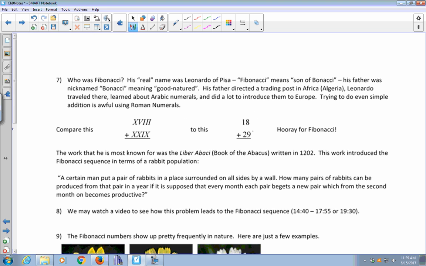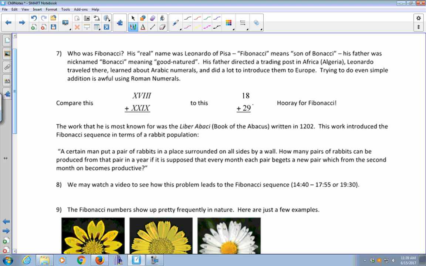So who is Fibonacci? Well, his real name was Leonardo of Pisa. Fibonacci means son of Bonacci. His father was nicknamed Bonacci, meaning good-natured. His father directed a trading post in Africa, in Algeria more specifically, and Leonardo traveled there, learned about Arabic numerals, and did a lot to introduce them to Europe. Trying to do even simple arithmetic using Roman numerals is pretty awful, and that's what Europe was using at the time. So Roman numerals versus Arabic numerals, yay for Fibonacci.